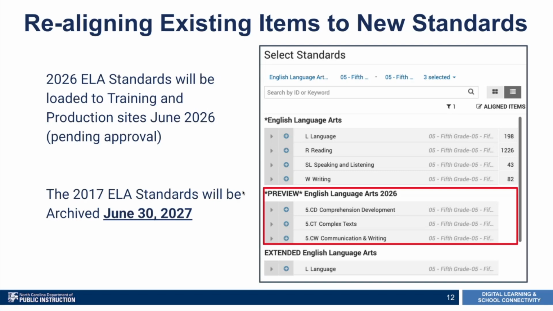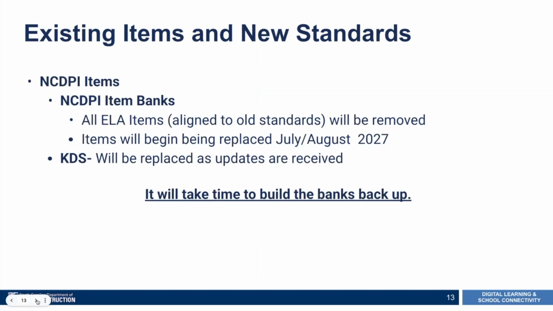So a little over a year from now, we will be archiving those standards. Why are we bringing this to your attention now? Because there's a bit of work that you may want to undertake in your school or district prior to this June 30th date. And we'll talk about that in a moment.